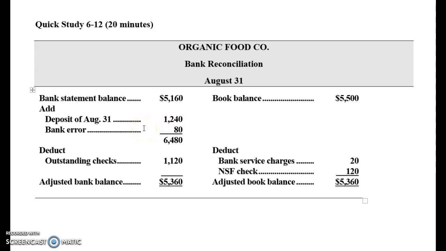Another reason to do bank reconciliations is that from time to time the bank makes an error. In this case, they posted to Organic Foods' account an $80 check that should have been posted to another company. So we need to add that back and tell the bank to fix it. And they will, because they're wrong and we're right. We also had outstanding checks that need to be deducted, checks that we wrote that the bank doesn't know about as of the end of the day, August 31st. So $51.60 plus $12.40 plus $80 minus $11.20 is $53.60.